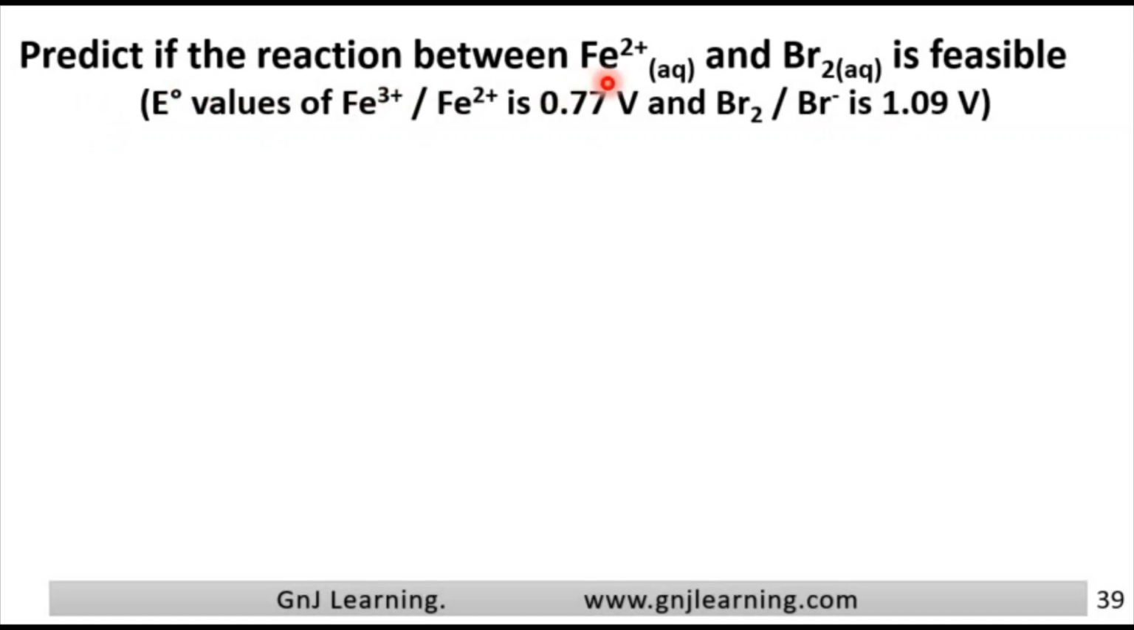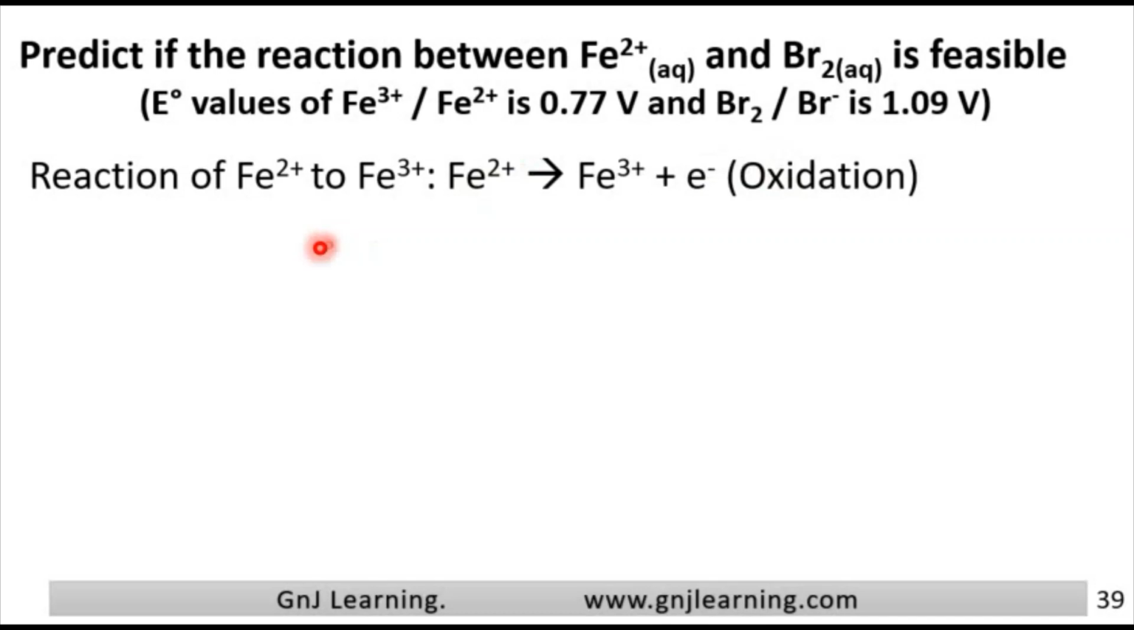Predict if the reaction is feasible. It is the same reaction, but here the species have changed. The oxidizing agent and reducing agent have changed. Between Fe2+ and Br2, is it feasible? So you can see that Fe2+ is the reduced species and Br2 is the oxidized species. And according to our slide, the oxidized species must have higher E0 value, and here it is having higher E0 value. Then the E0 value will be positive and the reaction will be feasible.